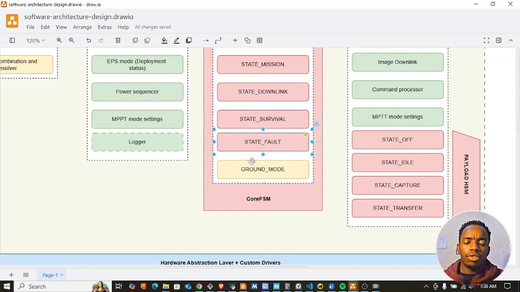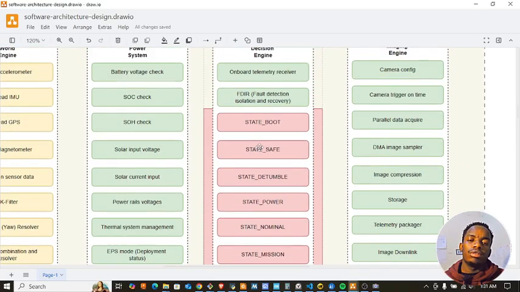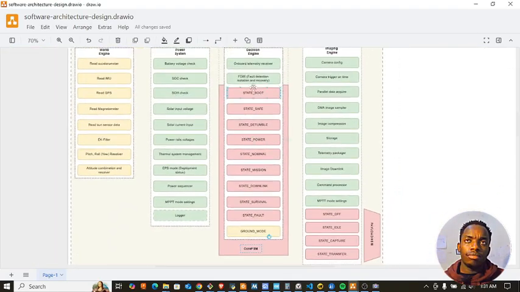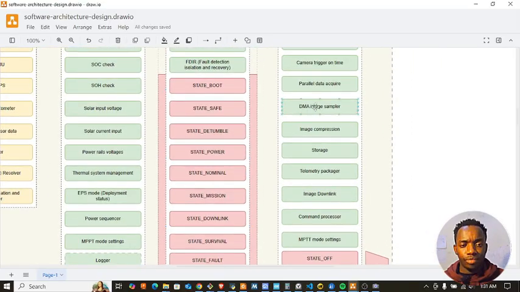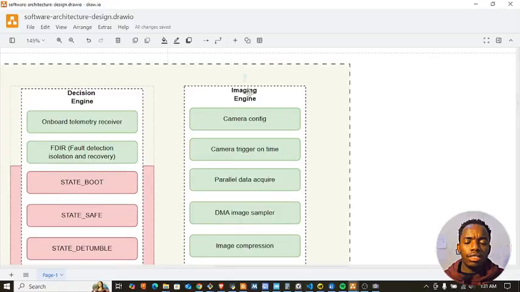Fault, that is self-explanatory. Ground mode is just something I've put there so that I know when the satellite is in full simulation mode on ground, simulating actual orbital parameters, right? So all of this is in the core FSM states, rather, subsystem.